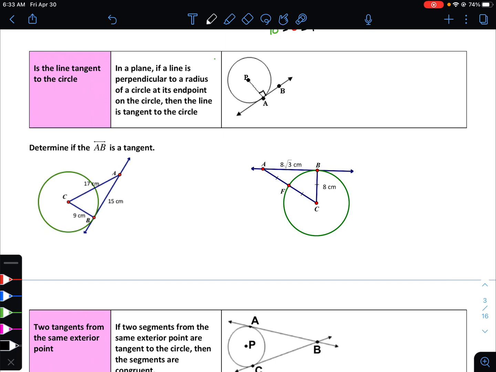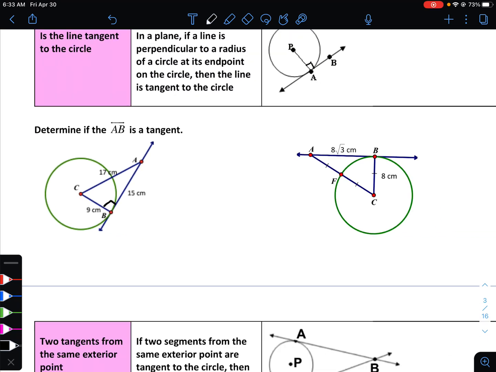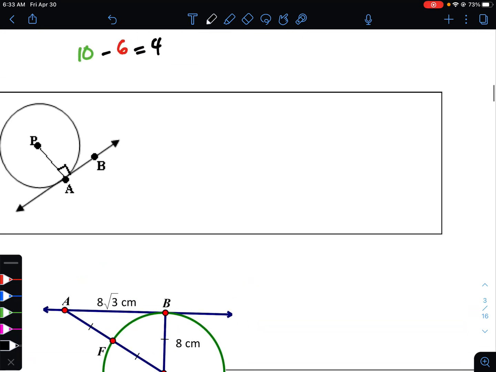So if you remember, what we were saying before was that if you had a tangent, then it was perpendicular. Now we're saying if it's perpendicular, then it has to be a tangent. So really what it comes down to is checking to see if this is in fact a right angle. And probably the easiest way to do that is to just check if the Pythagorean theorem is true or not. So again, what we can check to see is whether the Pythagorean theorem is true.